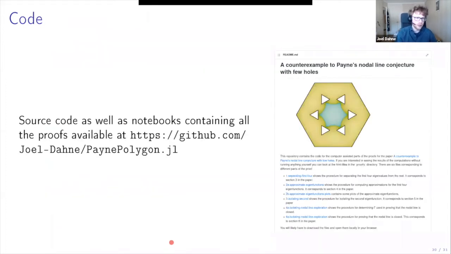So finally, if you're interested, all the source code as well as notebooks showing all the proofs are available on my GitHub page. Here you can find all the code and also the notebooks. There are Pluto notebooks which you can run through Julia, but they have also been exported to HTML, so you can look at the actual evaluation of the code there as well for all parts of the proof.